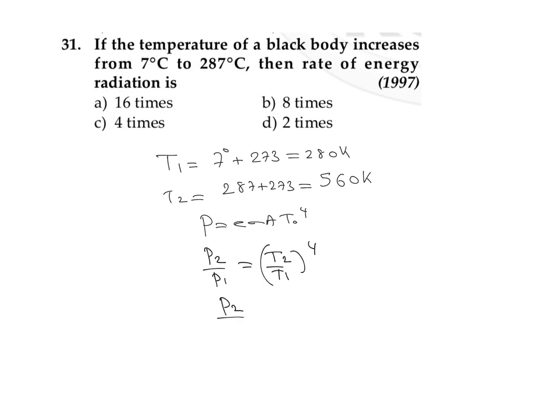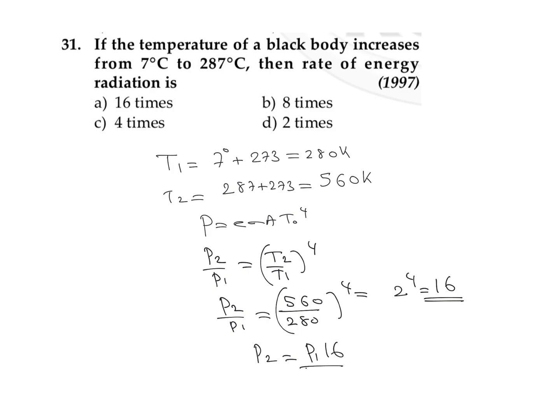So you can write the value of P2 divided by P1 is equal to, in the second situation it is nothing but 560, and in the first situation it is 280, raised to 4. So you can write it will be 2 raised to 4. 2 raised to 4 is nothing but 16. So you can write power in the second situation is 16 times the power in the first situation.